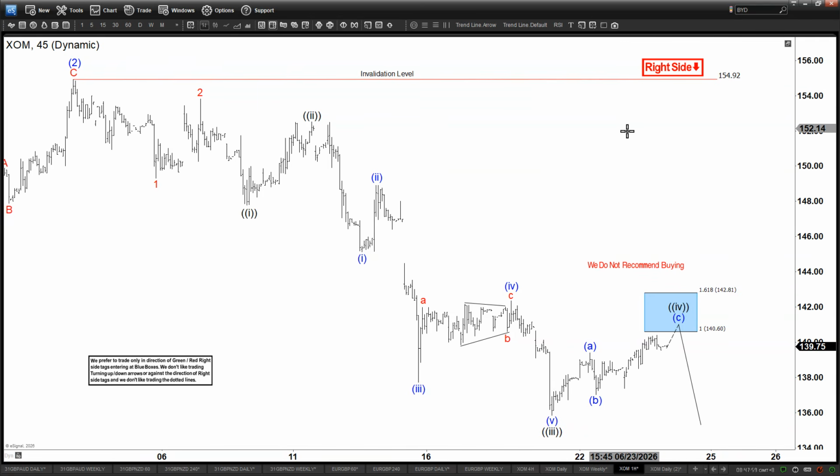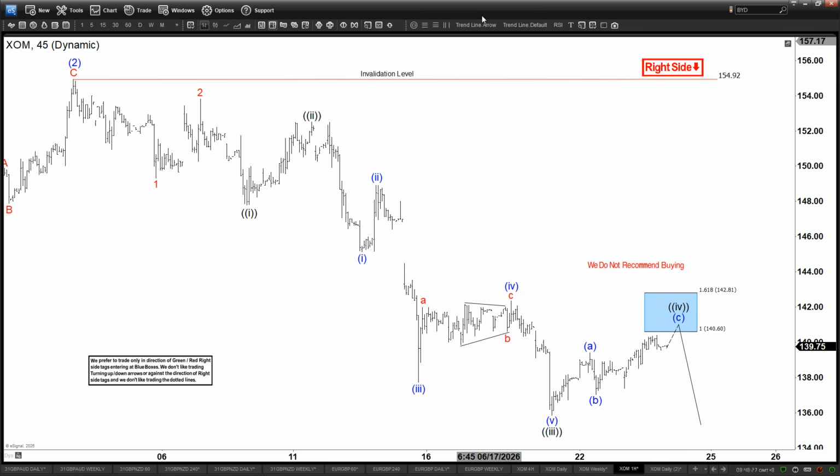Today is June the 24th and we are looking at the chart of XOM, 45 minutes time frame here. So we're looking for more downside in the XOM. We can see right side down. There is a blue box here, which is basically where we're expecting the rally to fail, in this area, 140 to 142.8, for another leg down. So that will be the ABC 100% extension level.